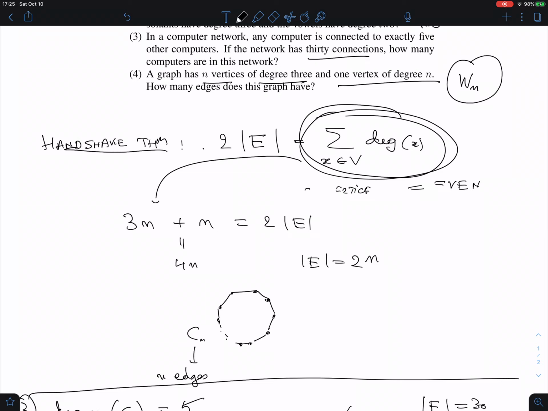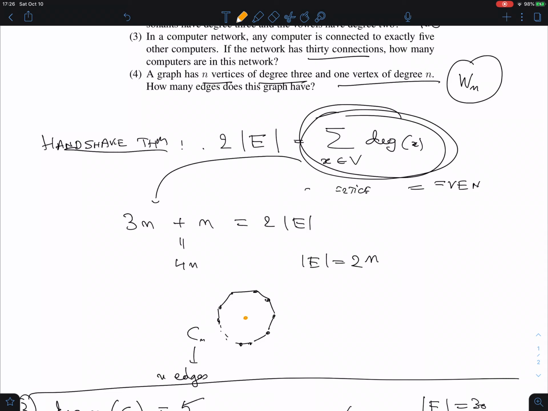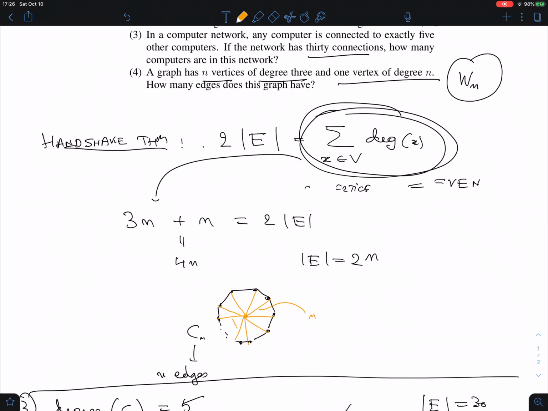Now, that's not the wheel. What's the wheel? I'll do it in a different color so that you see that something new happens. Remember, Wn has n plus 1 vertices, namely the n vertices on the cycle, and then you draw the spokes from the inside part. Now, how many of those do I have? Another n, right? Because there are n outside vertices on the cycle, so I am going to draw n more. So I have n edges here, another n edges here, so altogether 2n edges.